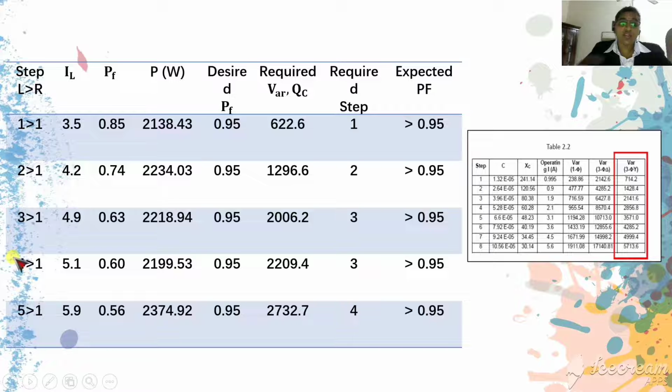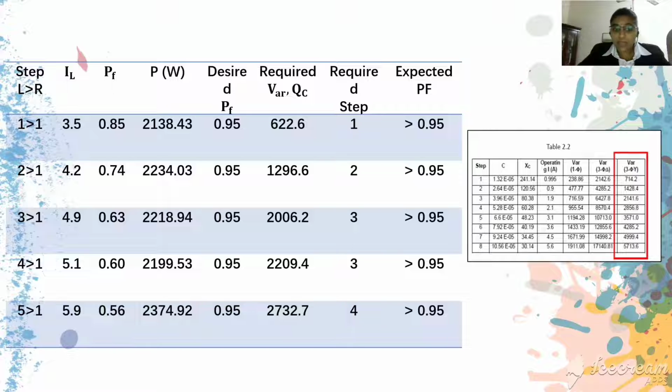Then for step 4, which is 4 larger than 1, we have an IL of 5.1, while the operating power factor is 0.6, and after calculating, we obtain a power of 2199.53 watt. In order to achieve the expected power factor, we will require compensation reactive power of 2209.4, which is nearer to the previous required step, step 3, which is 2141.6.